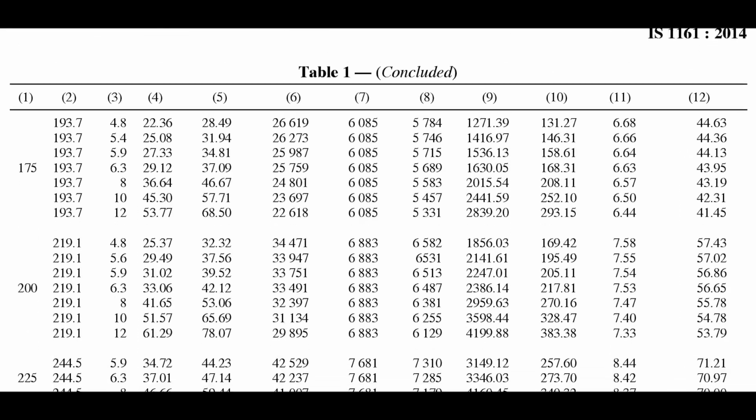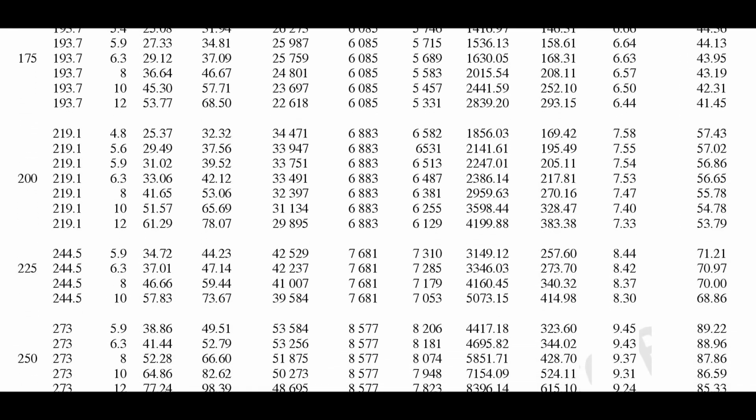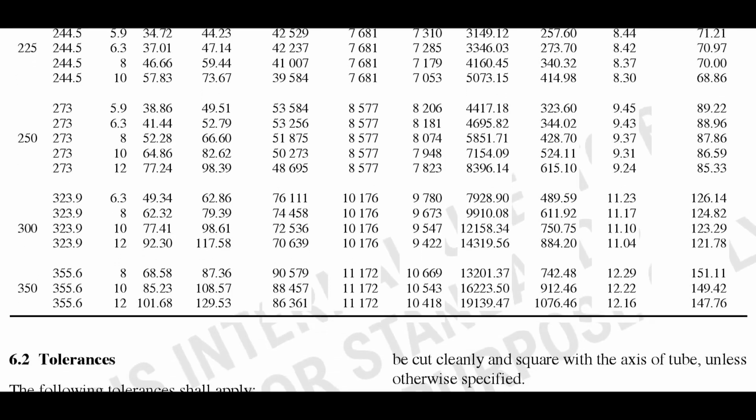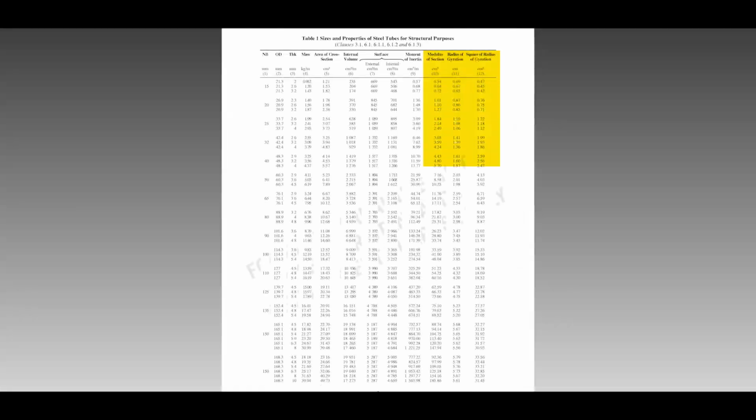It is important to note that thicknesses below those specified in Table 1 are not permitted, while thicknesses exceeding those in Table 1 are allowed if agreed upon by the purchaser and the manufacturer. Other parameters like area of cross-section, moment of inertia, modulus of section, radius of gyration, etc. are also mentioned in Table 1. However, these are not mandatory requirements and given just for information.